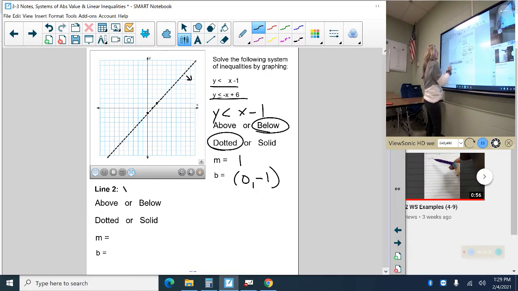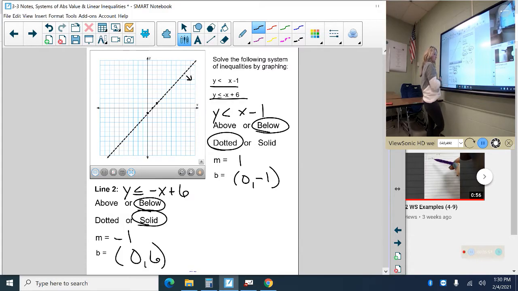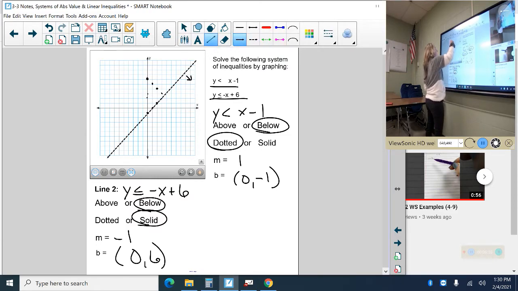So line 2 is y is less than or equal to negative x plus 6. This one's less than or equal to, so we're also shading below the line. It's a solid line since we have an equals to symbol. The slope is negative 1. The y-intercept is 0, 6. So I'm going to start at 0, 6. Always start at your y-intercept. 2, 3, 4, 5, 6. And I'm going to go down 1 over 1 here. And it's going to be a solid line. So when I go to draw it, instead of having a dotted line, I'm going to have a solid line. And it looks like this.